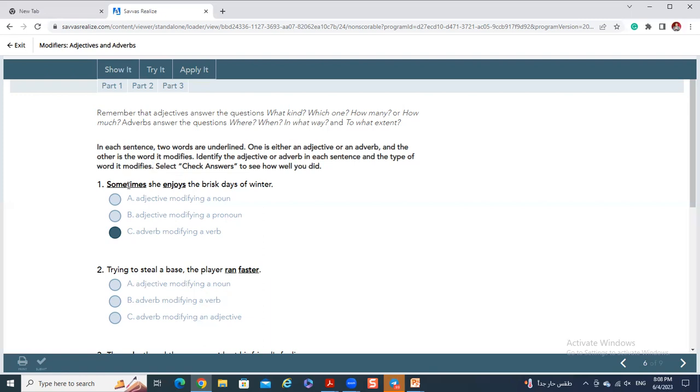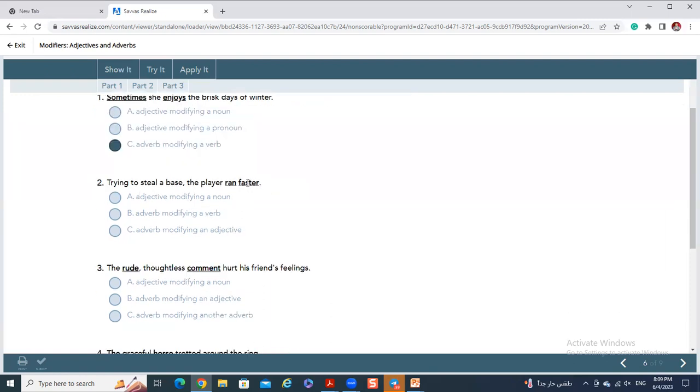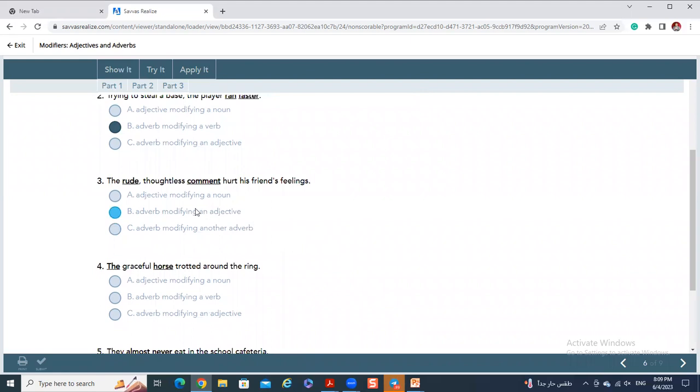Sometimes answers the question when. Adverbs answer the questions when, where, how, to what extent, like this. To what extent sometimes. Clear? Okay. Engineer Taha. Ran faster. Ran is what? Verb. So faster is an adverb that modifies a verb. Okay. Streamer Adam.